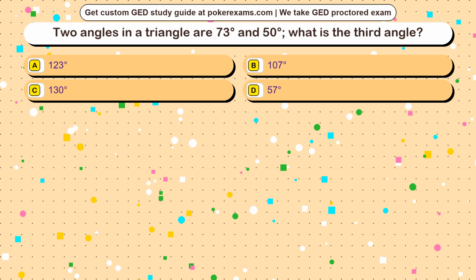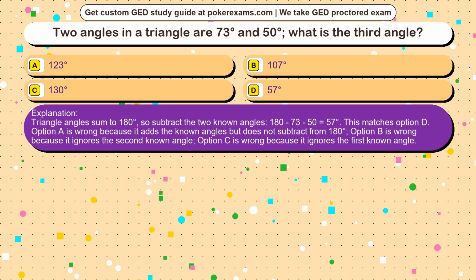The correct answer is option D. Triangle angles sum to 180 degrees, so subtract the two known angles. 180 minus 73 minus 50 equals 57 degrees. This matches option D. Option A is wrong because it adds the known angles but does not subtract from 180 degrees. Option B is wrong because it ignores the second known angle. Option C is wrong because it ignores the first known angle.